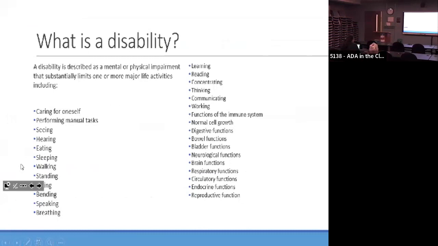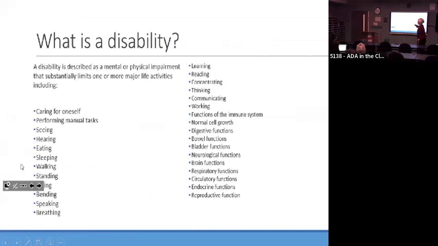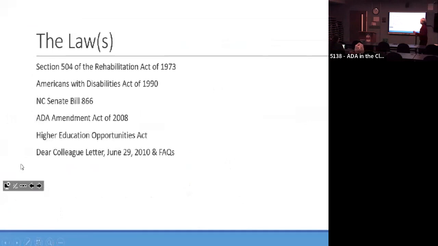And I should be able to touch this, right? Technically, yes. There you go. Okay, here we go. That was nice. Easier than trying to go over to the keyboard.